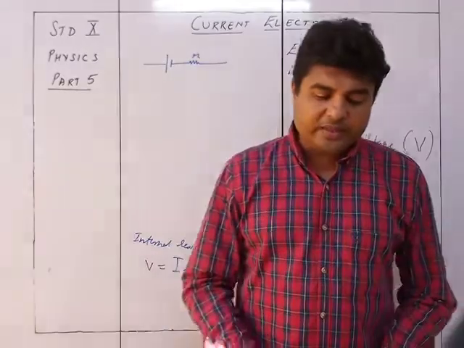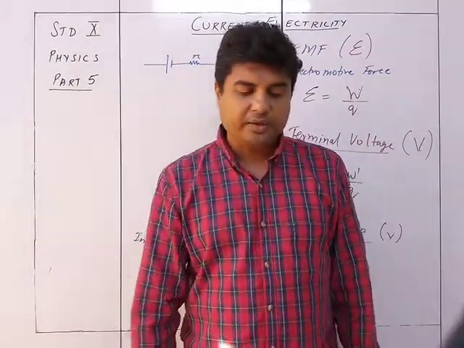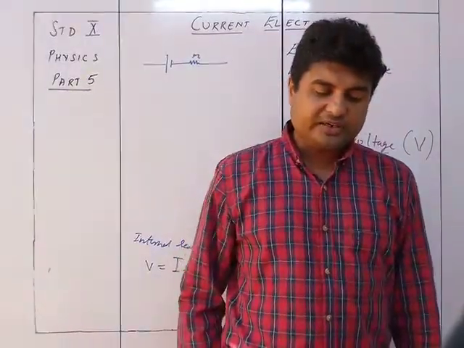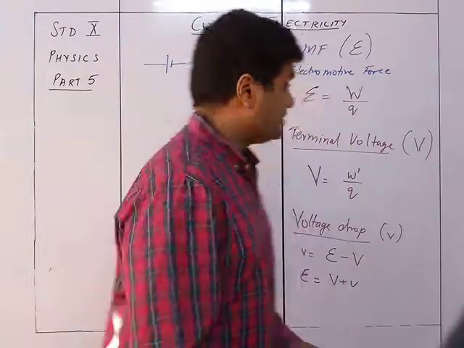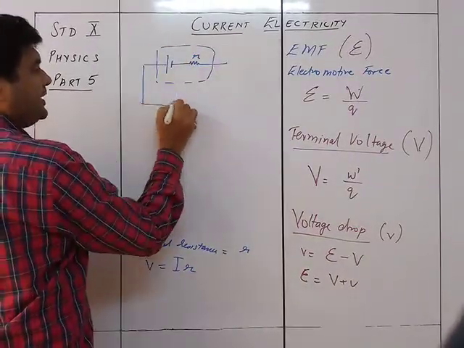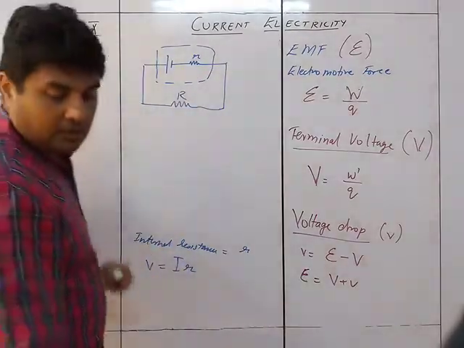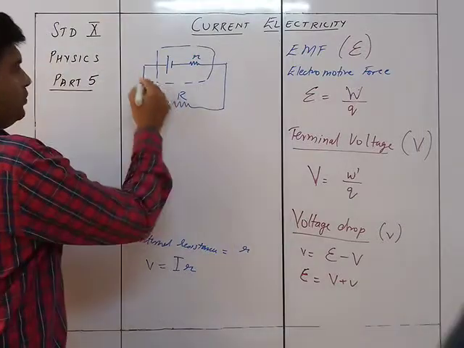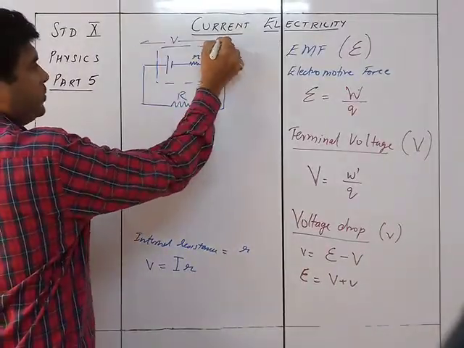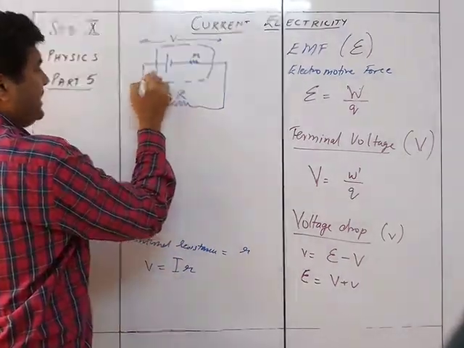Now the relationship between the EMF, terminal voltage and internal resistance. So we know that let the cell of EMF epsilon and internal resistance r be used to send the current through the external resistance R. So we have this particular circuit, the cell connected to a circuit with the resistance capital R over here. The voltage across this is V, and the current which is passing through is I.